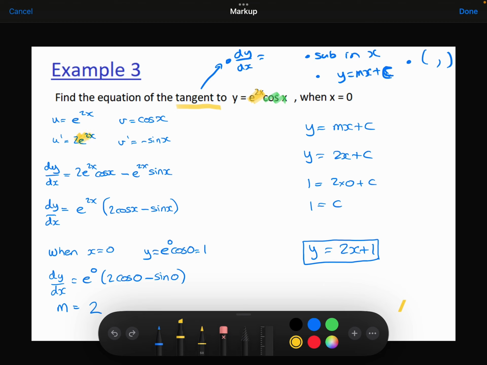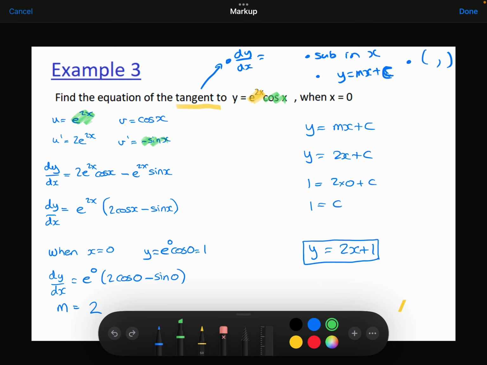Applying the product rule, I've got u dash times v plus v dash times u. So this is my gradient function here. Then I just simplified it a little bit because I noticed I've got an e to the power 2x there and an e to the power 2x there, so I could factorise that out. And that left me with the 2 cos x and the minus sin x. So this is my gradient function in its simplest form, and I'm interested in what the gradient is when x is 0.